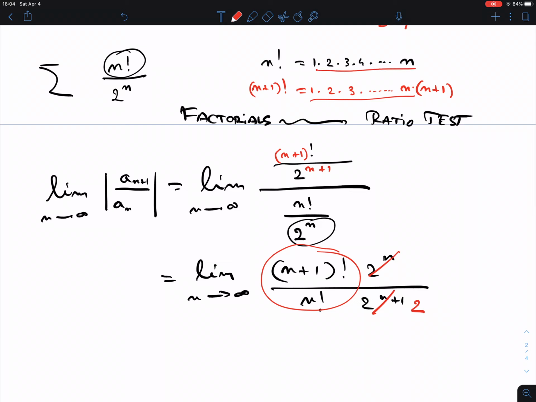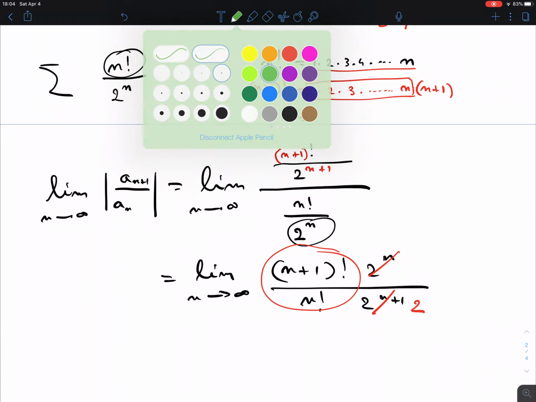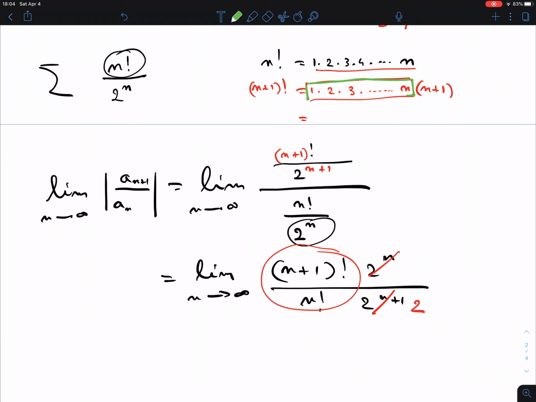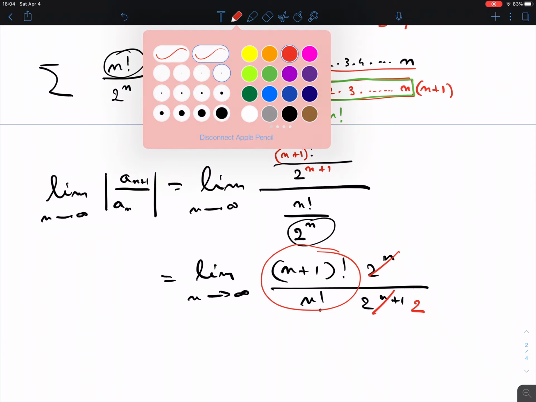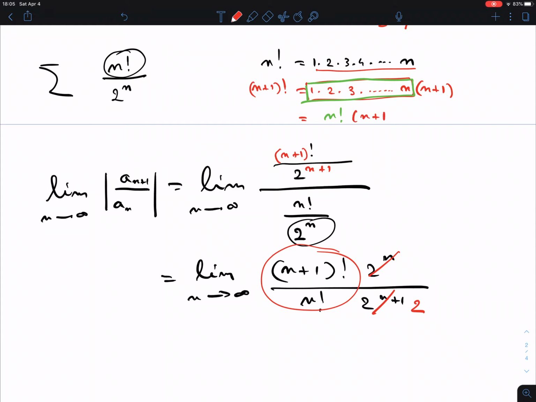So another way of saying this, let me give myself a bit of space here, is that we actually have this. This part here, I'll take a different color. The green part, that is actually n factorial. And then the red part is just one extra factor, n plus 1. So what I'm saying is that this n plus 1 factorial can be broken down into two factors, n factorial and n plus 1.